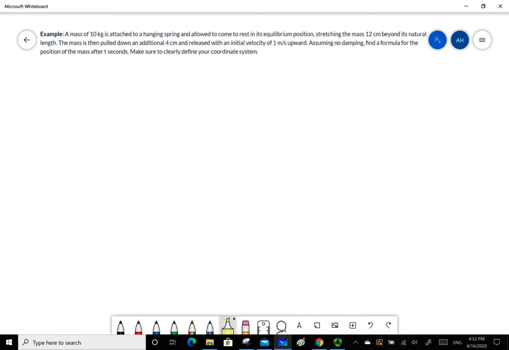The only difference between this problem and the last example are the initial conditions. Now, y of 0 equals 0.04 and y prime of 0 equals -1. Remember, I decided that down would be the positive direction when I do problems. So since the initial displacement is below equilibrium, y of 0 is positive, and since the initial velocity is upward, y prime of 0 is negative. Our general solution hasn't changed.